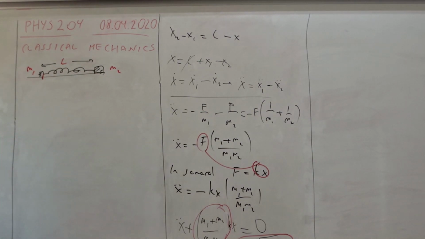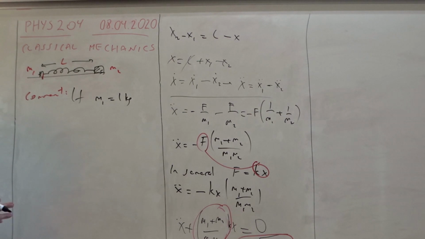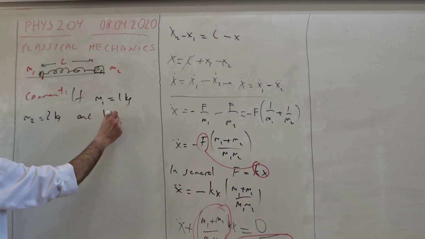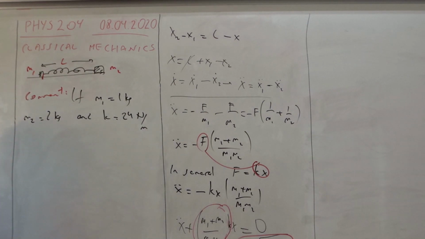So this is the frequency in part A. For example, let's make a comment. For instance, if m1 is equal to 1 kilogram, let's give numbers, m2 is equal to 2 kilograms, and for instance k, the force constant, let it be 24 newtons per meter. What happens to omega 0?